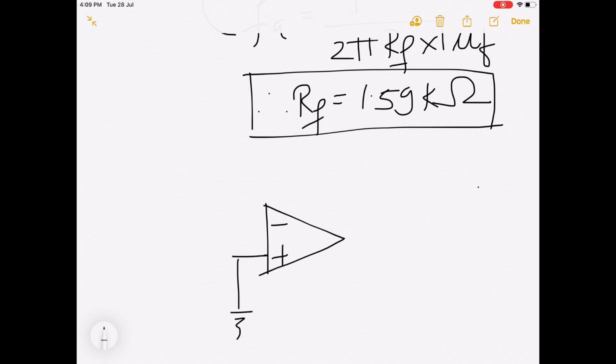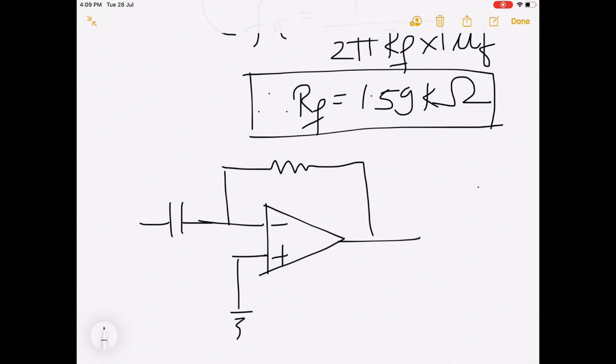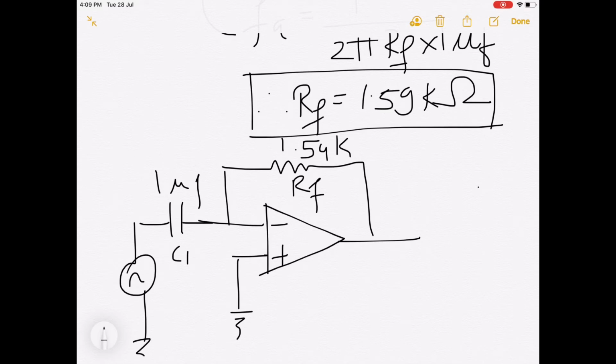So, suppose this is grounded, here we have connected one resistor, here we have connected a capacitor, 1.59 K is our Rf and C1 is 1 microfarad, and here you have to apply input Vi with the frequency from 10 hertz to 1 kilohertz. In this way you can design the basic differentiator.